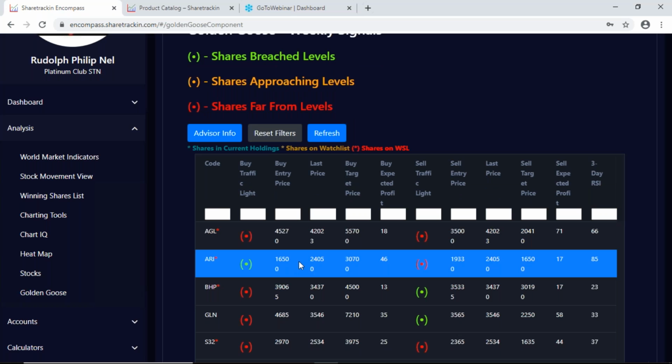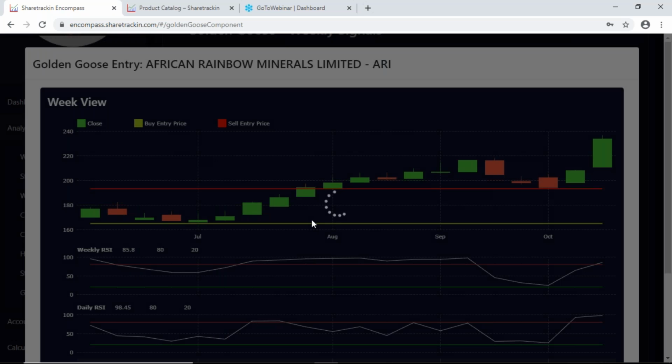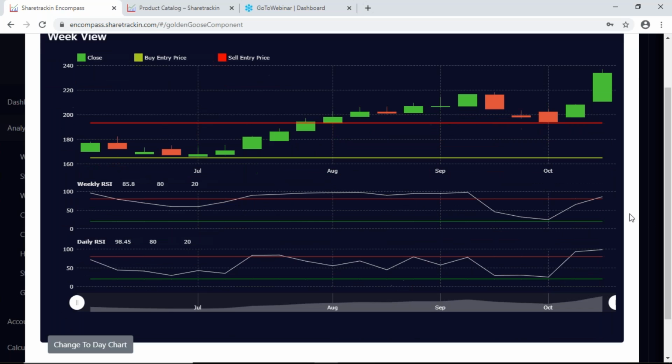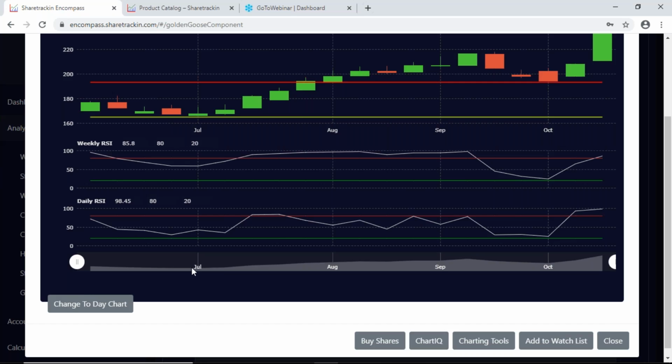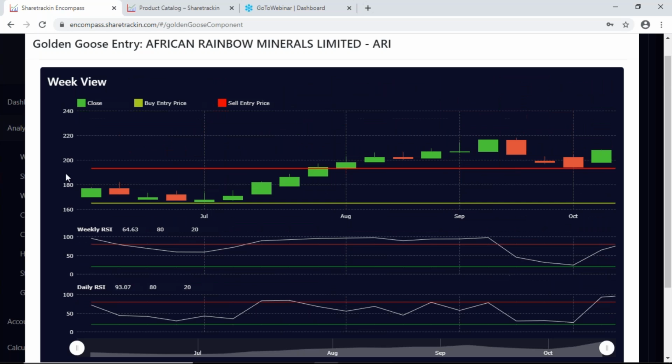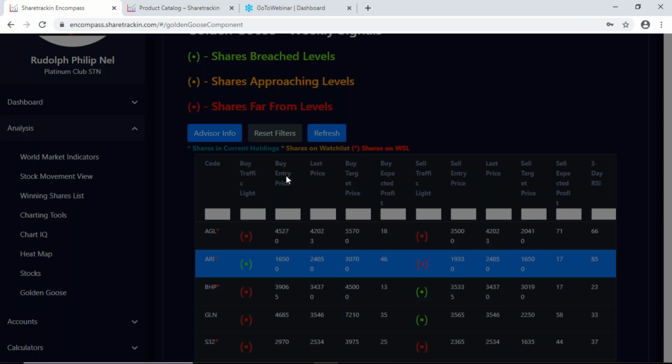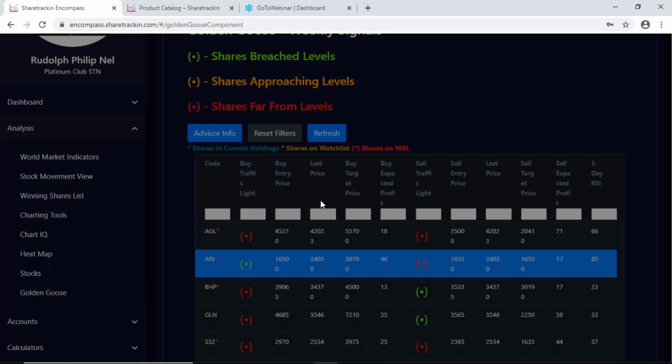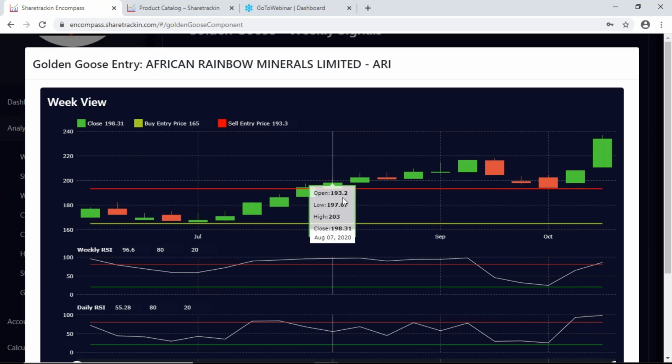If you want to buy one, you just click on the share as per usual. Just click on your share, and then at the bottom would be your buy shares option. Now over here you'll find a little graph that basically tells you where the levels are. So let's say for instance ARI. So we're going to take that one. You'll see it will have two lines on here.